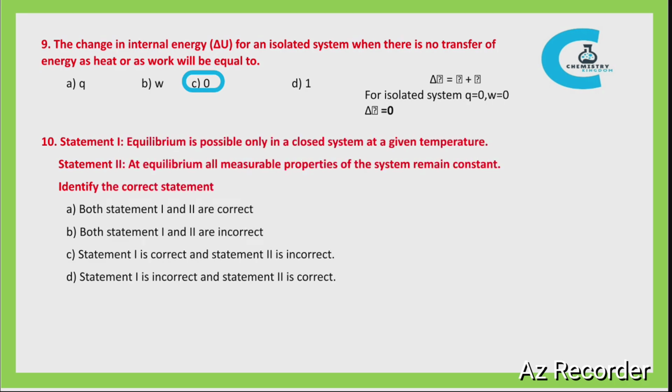See, next one, a statement question is there. Statement 1: Equilibrium is possible only in a closed system at a given temperature. Statement 2: At equilibrium, all measurable properties of the system remain constant. Both statements are correct only.